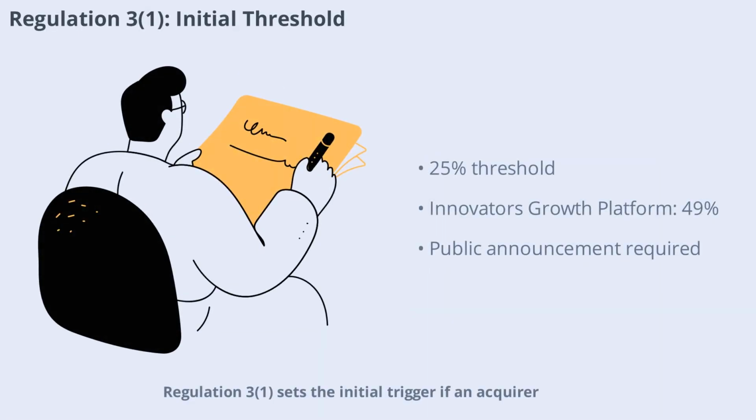Regulation 3.1 sets the initial trigger. If an acquirer, along with persons acting in concert, reaches 25% or more of the voting rights in a target company, they must make a public announcement of an open offer. This replaced the earlier 15% threshold, aligning with global best practices and recommendations from the Achuthan Committee.